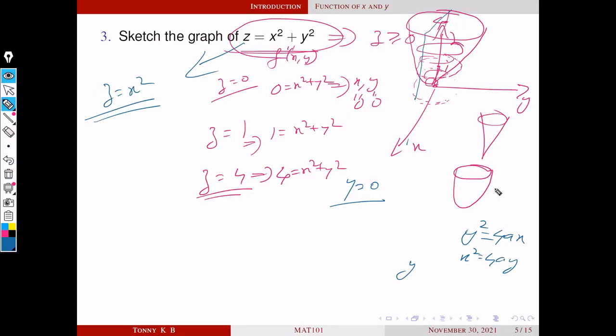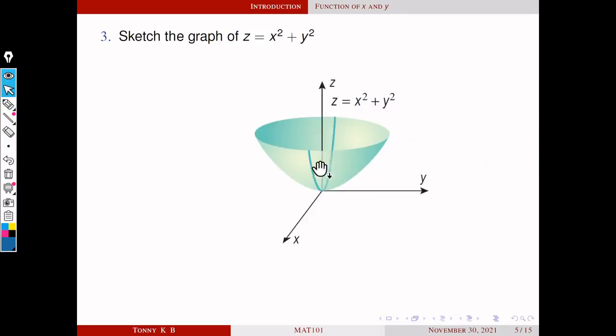So its shape is like this. This is called a paraboloid. Yes, this is the shape. So in general, z is equal to f of xy represents a 3D surface, a surface in 3D.